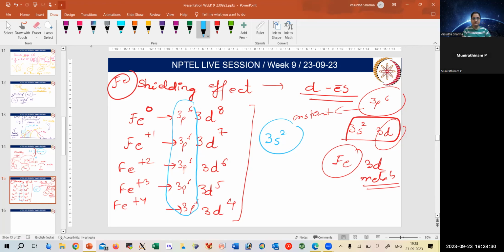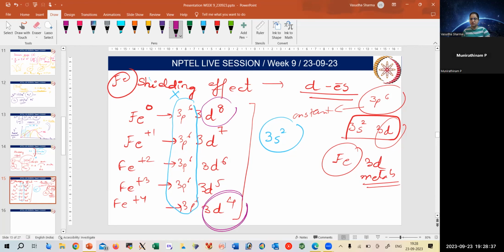Now, talking about the factor which is actually affecting it, it's the d electrons. If you see, here there are more d electrons compared to here. So for iron in 0 state and iron in +4 state, which one do you feel is going to have more shielding effect on s electrons? Is it iron in 0, which has d8, or iron in +4, which has d4? Which one is going to have more shielding effect on s electrons? You can understand the shielding effect in this way.